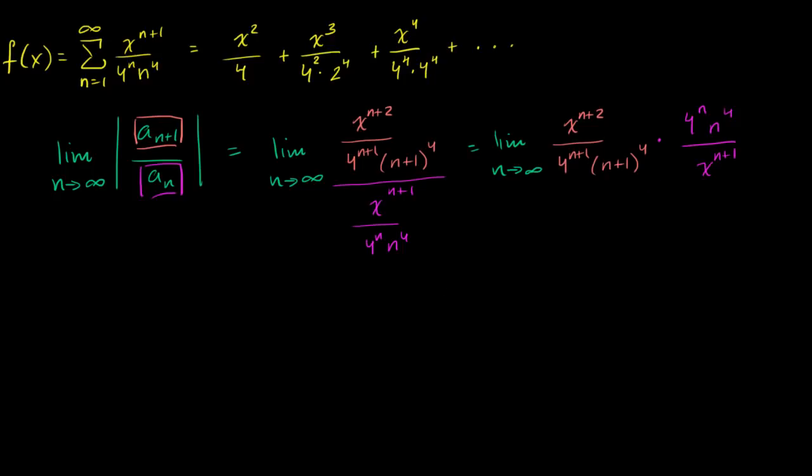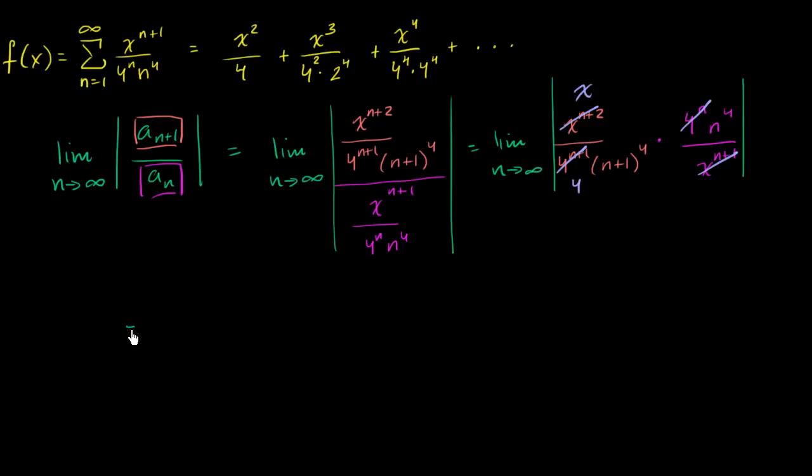Now, can we simplify this? Well, x to the n plus 2 divided by x to the n plus 1. Well, n plus 2 minus n plus 1 is just going to be 1. So this is just going to simplify to an x in the numerator. And then let's see, 4 to the n divided by 4 to the n plus 1. So this is the same thing as, if we divide the numerator and denominator by 4 to the n, this is going to be a 1, and this is just going to be a 4. So this is going to simplify to, I forgot my absolute value signs, don't want to do that. So let's keep my absolute value signs here the whole time.